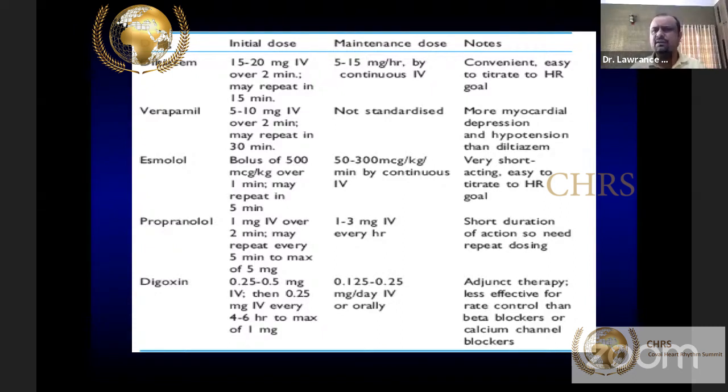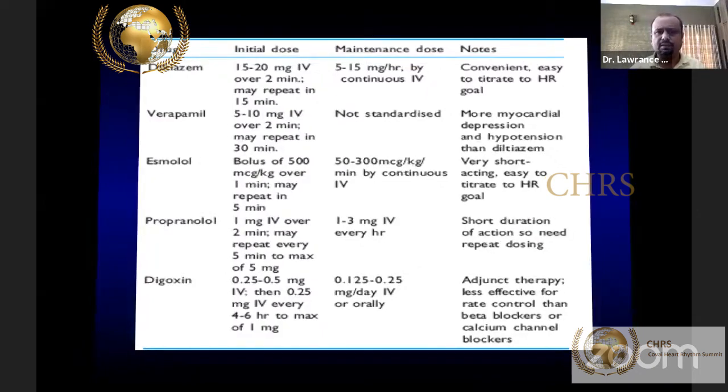Diltiazem is cheaper. It's as good as adenosine in converting an arrhythmia. Usually give 15 to 20 mg IV over 2 minutes. You can repeat with a 20 mg or 25 mg dose if the patient is not terminating. The only problem is you have to look at blood pressure. If the patient has a good blood pressure, diltiazem is an excellent drug. You can use diltiazem to terminate the arrhythmia.